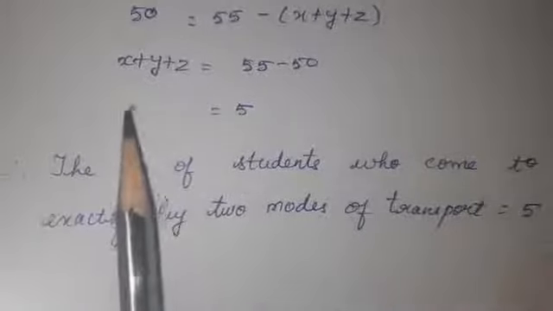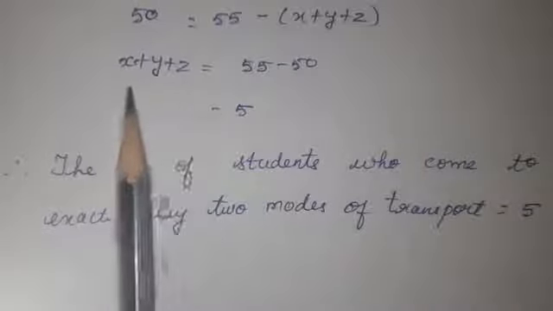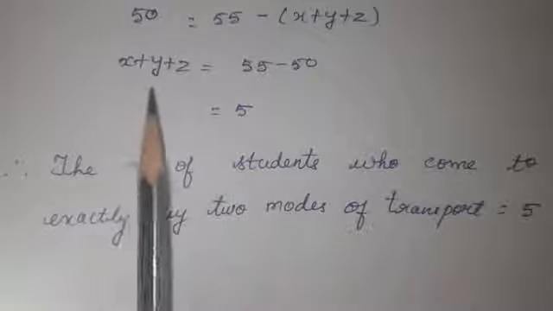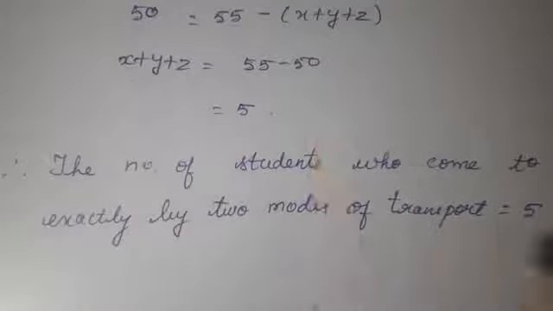How it is 5 means we are keeping X, Y, Z is for two modes of transport, X, Y, Z. Therefore, 5.